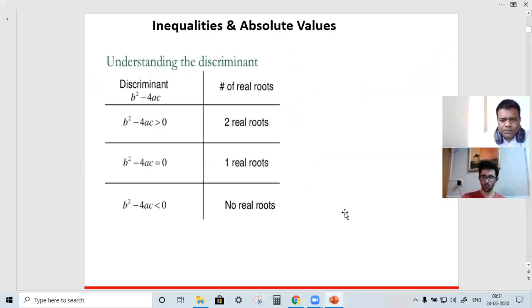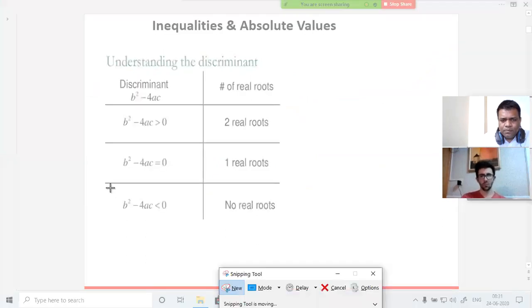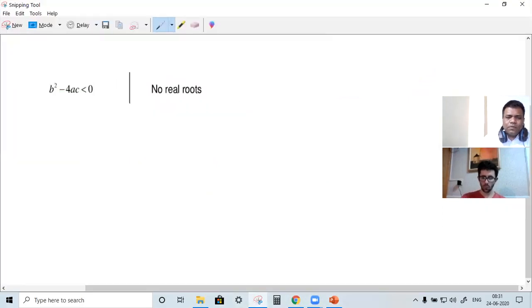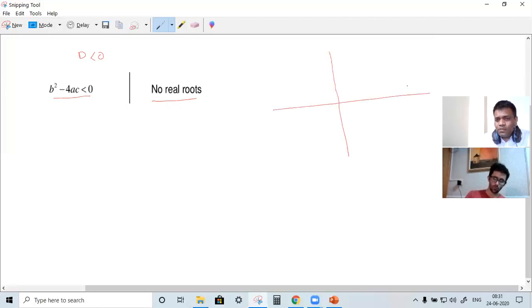Now we'll go to the third case, when the discriminant is negative, there are no real roots. It means the parabola is not going to cut the x-axis at all. How is that possible? It is possible. See here, it's not cutting the x-axis.